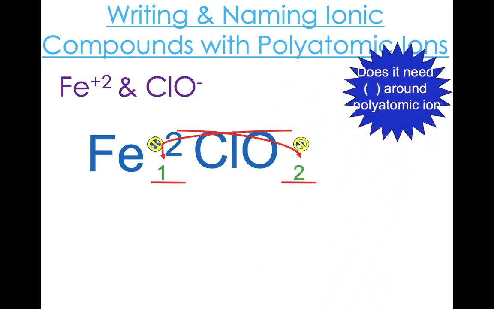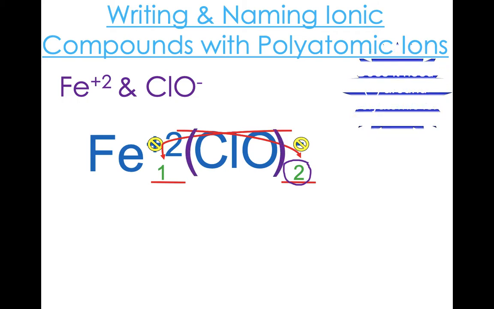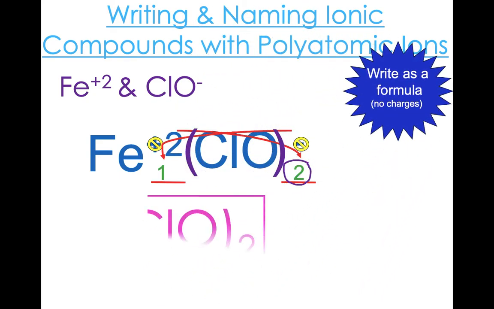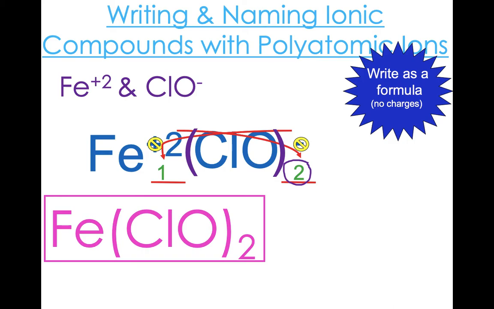What do we have next to the ClO? We have a 2. Just like in math class again, if you have more than one grouping, you put it in parentheses. So yes, this will need parentheses around the ClO. Now we can write our formula. You have an iron, Fe, parentheses ClO, parentheses 2.